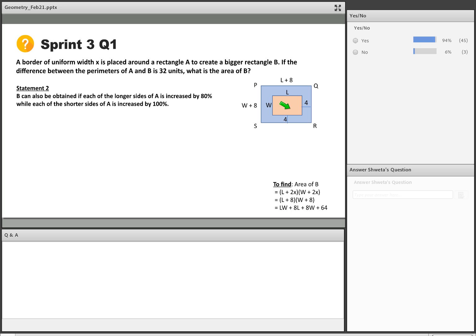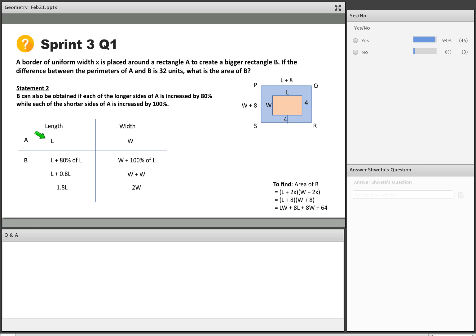That one way is that you have rectangle A inside. Just put a border on it, and you're going to have rectangle B. So we already know one way. Another way is to increase the longer side by 80% and the shorter side by 100%. Let's see what that means for us.